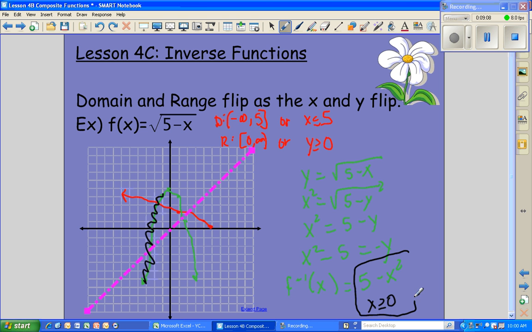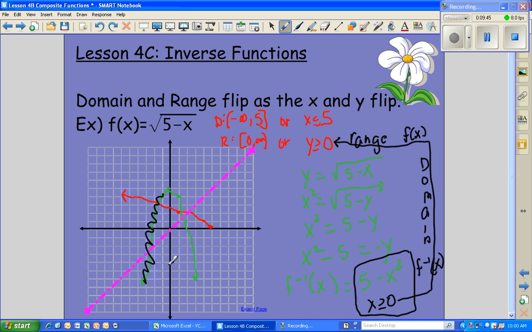Okay, and how did I know that? I got that domain from the original problem's range. So the range of f of x becomes the domain of f inverse of x. They switch places. And of course, the range of this would be all numbers less than or equal to 5. And you can see that here's 5, and it's all the numbers less than that.